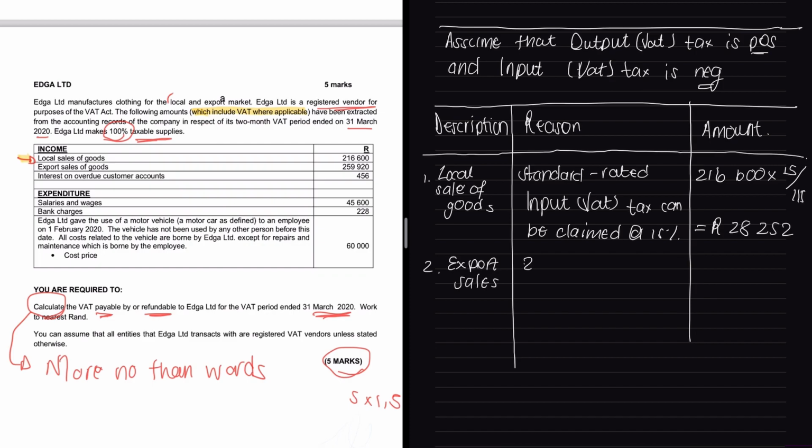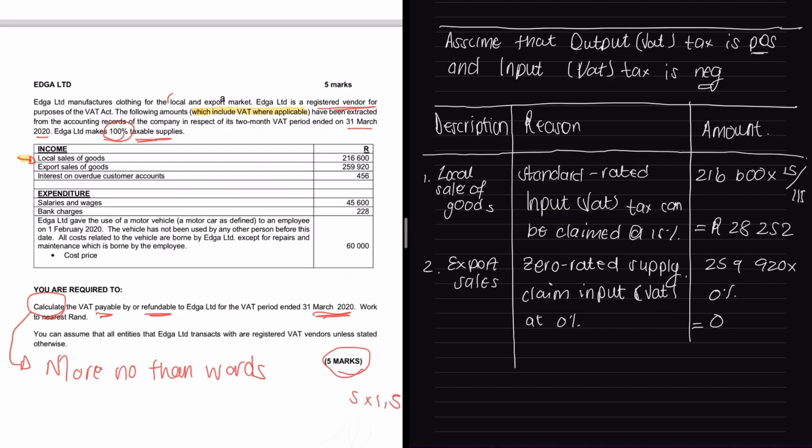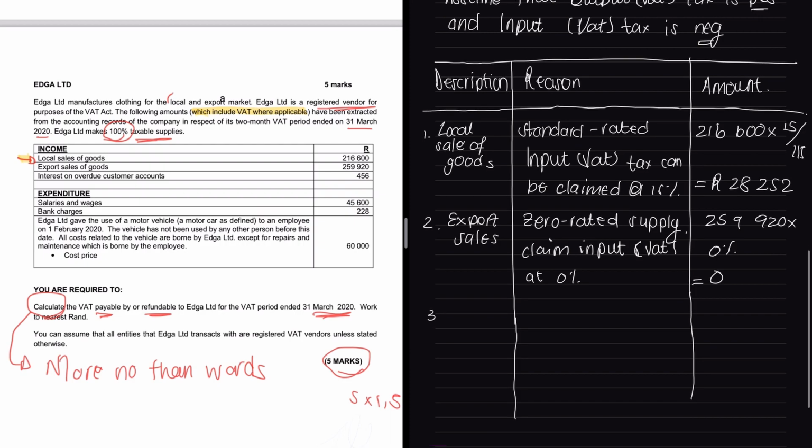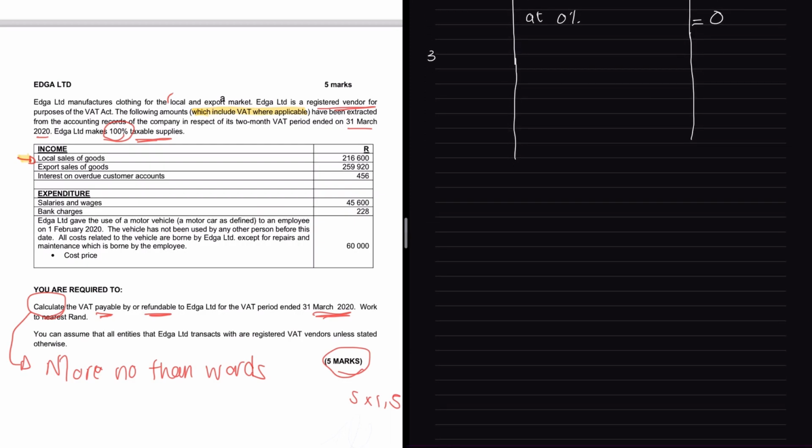Perfect. Number 2, we then have export sales, meaning we are selling outside South Africa. This is a zero rated supply. Something that is a zero rated supply, you can claim input VAT at 0%. Therefore, you can say this, or you can just write 0, completely up to you. 259,920 multiplied by 0% would give you 0. Does that make sense? If you have questions, feel free to type them in the comment section below, and we'll try our best to answer all the questions.